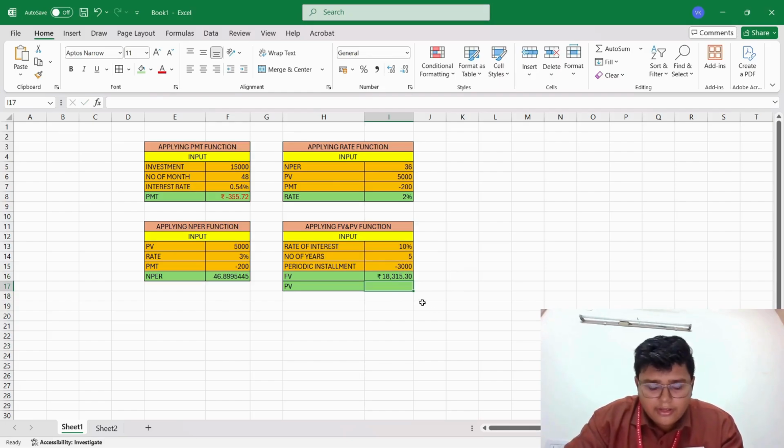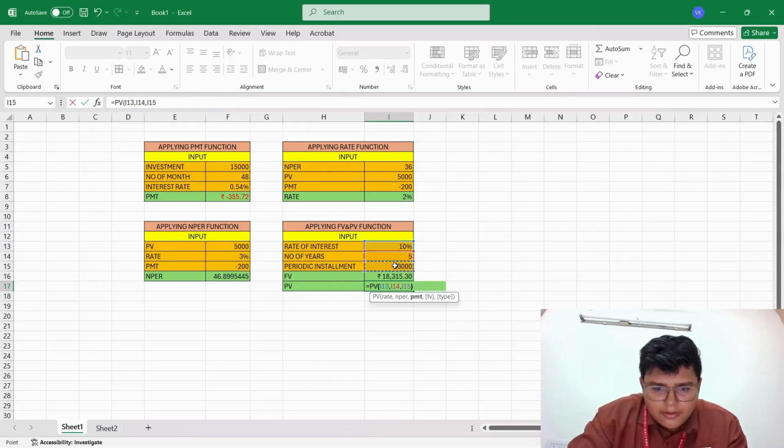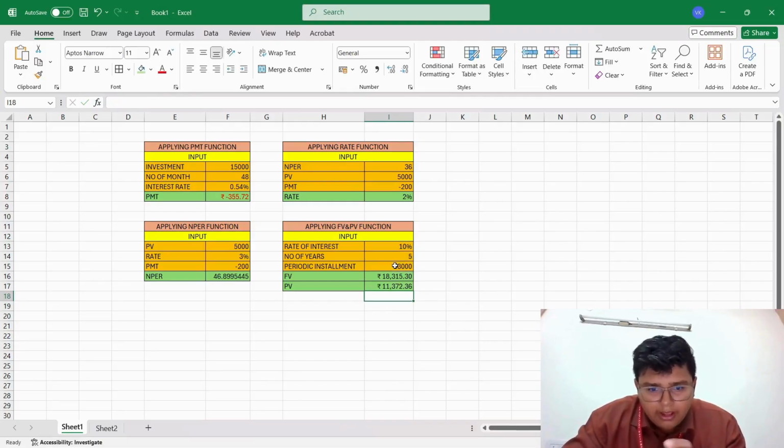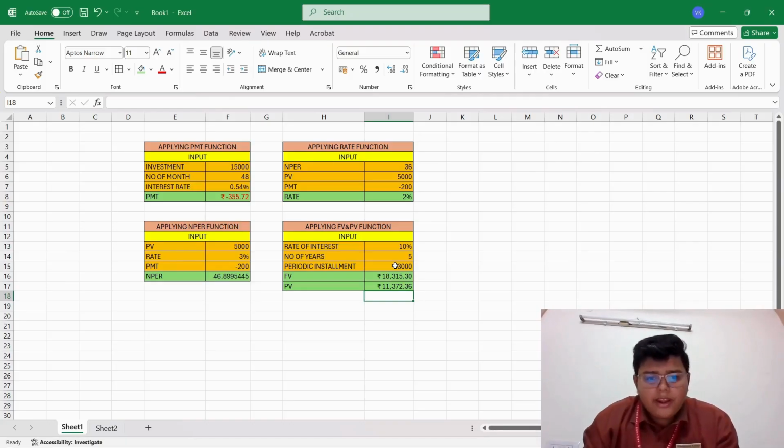Then we should find PV, the present value. FV means future value. We enter PV and open bracket. First it asks for the rate, then NPER, which is 5 years, and then PMT. Then we press enter, and it gives the exact value and not the approximate value. So from here we have completed the financial functions.